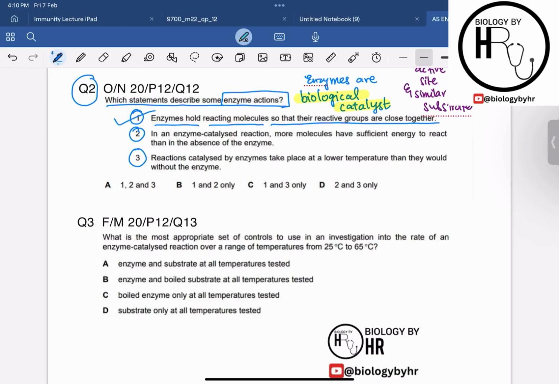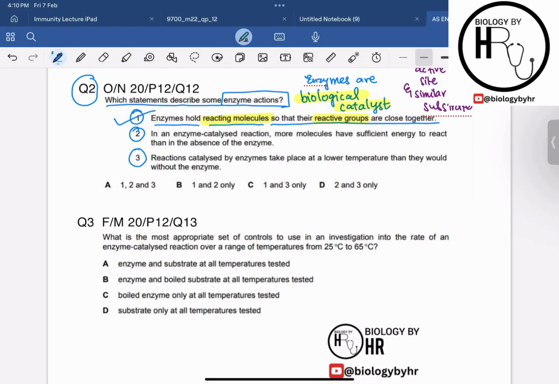Why? Because we know that enzymes are the biological catalyst. They speed up the chemical reactions in our body. They speed up the metabolic reactions in our body. So it is very important for the enzymes to hold the reacting molecules so that their reactive groups are close together so that they may react very quickly, right? And the metabolic reaction may speed up. So this statement is correct.